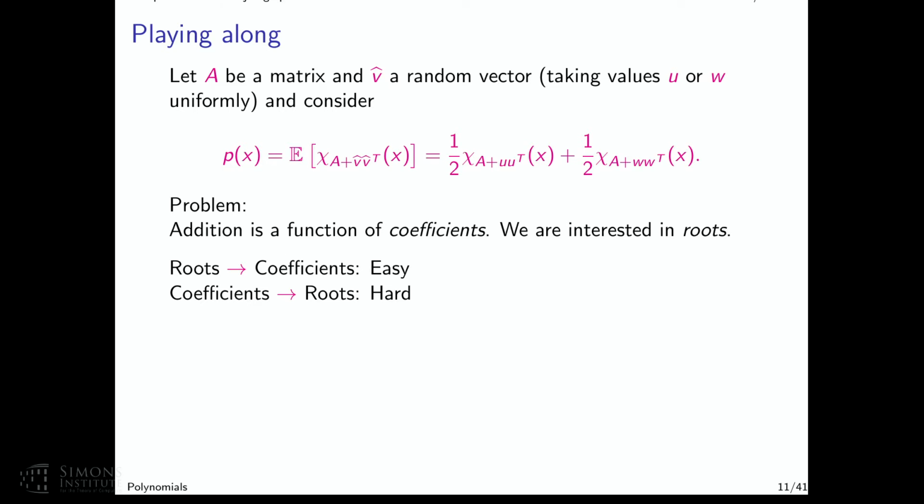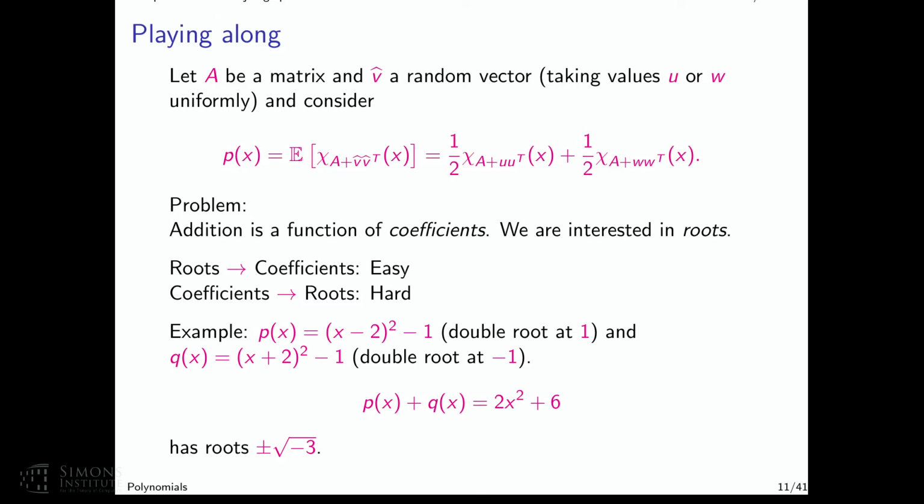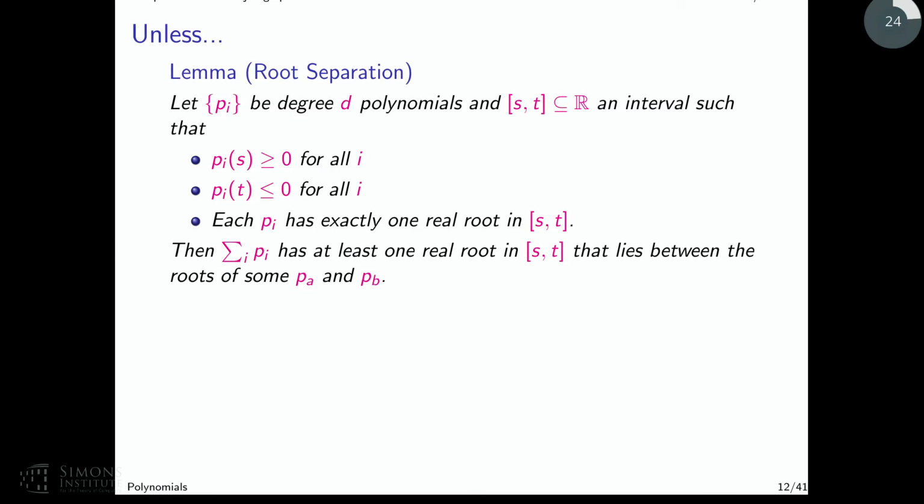This is what Galois theory tells us. And in particular, you may not even have a sum that makes any sense with respect to your original thing. So here are two polynomials p and q. One has a double root at 1, one has a double root at -1. And when you add them together, you get roots that are imaginary numbers. And so it's hard to be able to compare 1 and -1 with square root of -3, for example. But it turns out that a special condition allows us to do that. And we call it root separation.